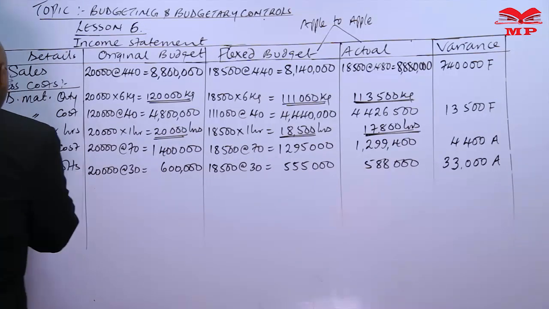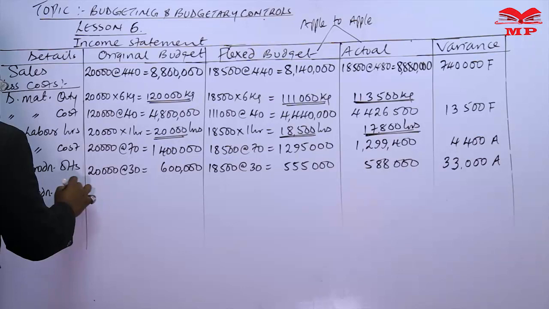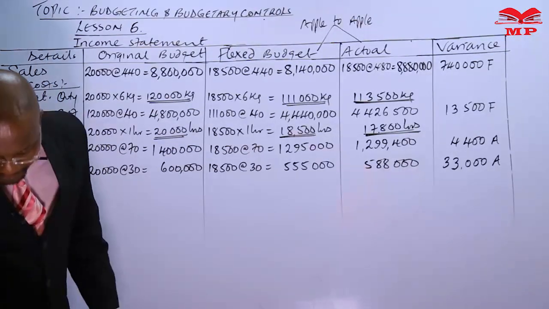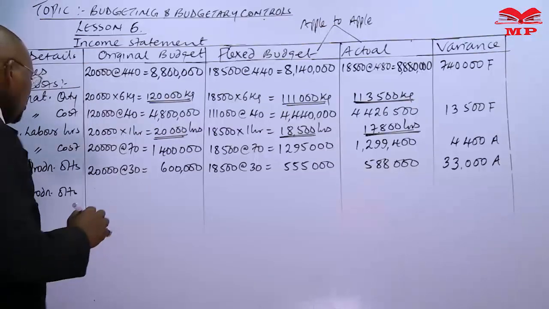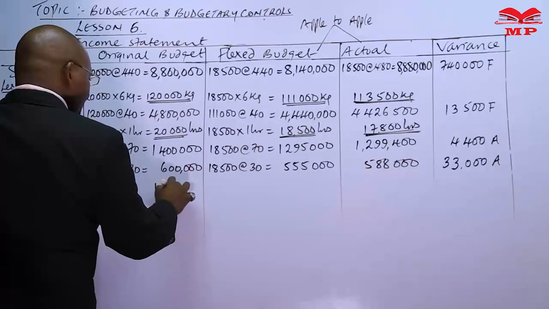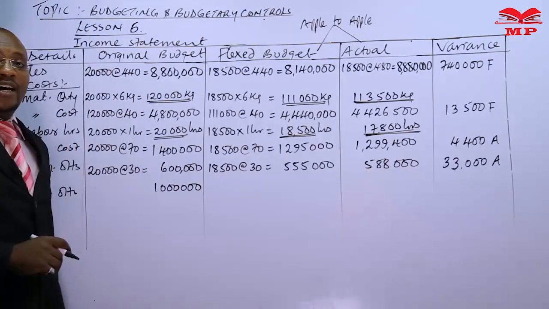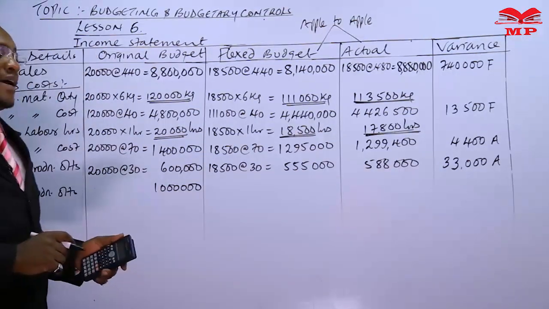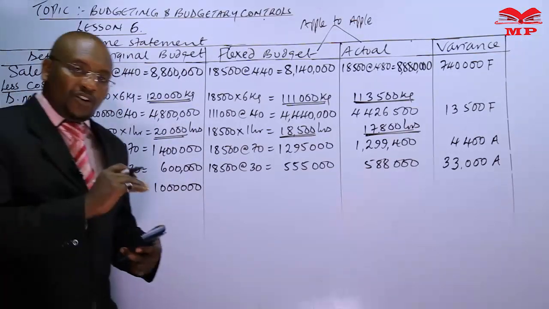Then the last one is the fixed production overheads that you have been given in note number, I think number 2. Number 2 says that the budgeted fixed production is 1 million. So we have 1 million here. The fixed cost is 1 million. But remember and note something here: when you are talking of a fixed cost, it does not depend on the volume. Whether the volume is higher or lower, the fixed cost is 1 million.